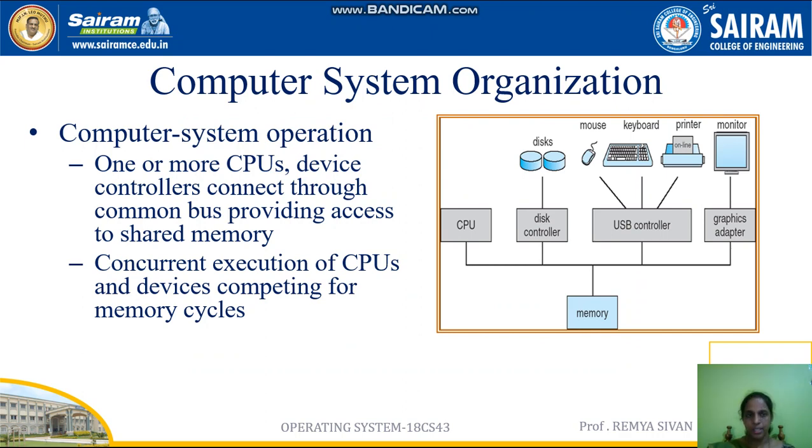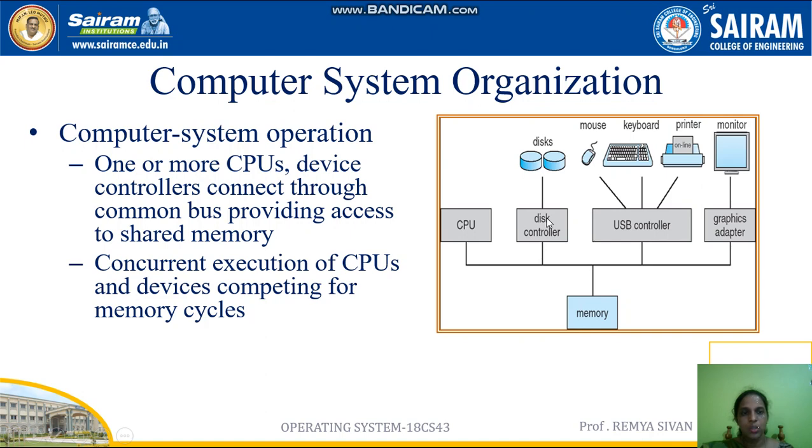Next topic is computer system organization. In a computer system, one or more CPUs and device controllers are connected through a bus, and they will be accessing shared memory, and the concurrent execution of CPU and devices competing for the memory cycles. And these device controllers will be managing different types of devices. So for example, disk controller will be managing disk, USB controller will be managing different USB devices, and graphic controller will be managing monitors like that.